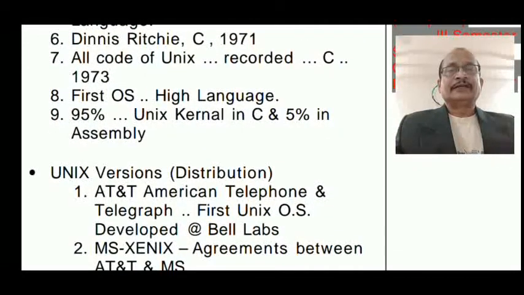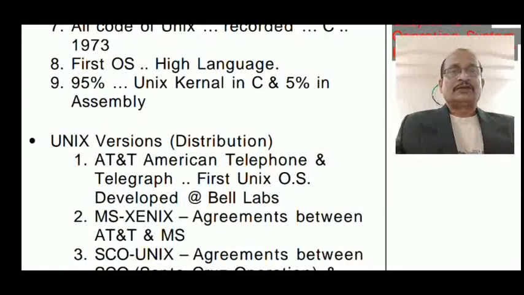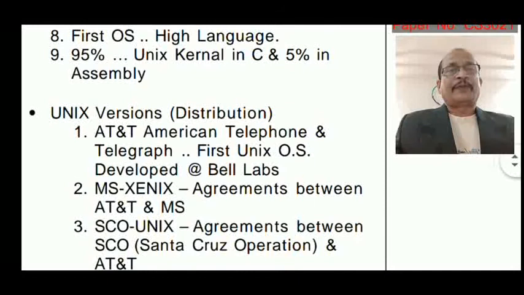Now we are going to see the various versions, that is various distributions, of the Unix operating system. Unix operating system was designed at Bell Labs. The first version of the Unix operating system is AT&T Unix, which was developed in Bell Labs. The full form of AT&T is American Telephone and Telegraph. This is the first operating system which was developed in Bell Labs.